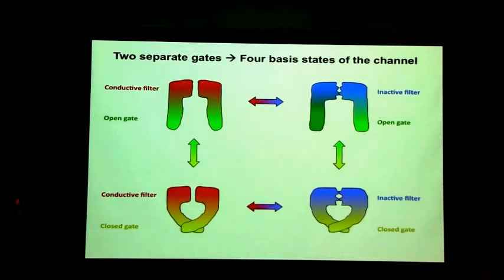What do we think is going on? Well, you have a closed channel, you open it, and it's able to conduct. The filter is conductive. But it makes a conformational change towards an inactive filter, so it's blocked. And this does not conduct. And the only way you can recover now is to close the gate, basically remove the stimulus, close the gate, and now the channel will be closed inactive, and it will take a while to recover. So going from here to here is the recovery period. Now this channel is, again, poised to conduct when you're going to open it.